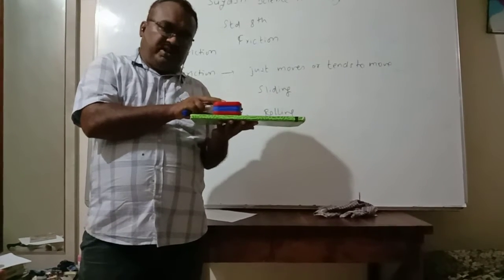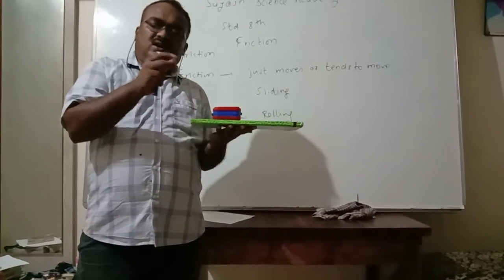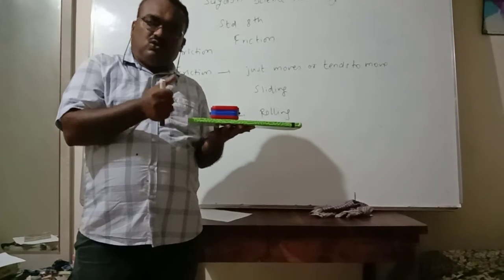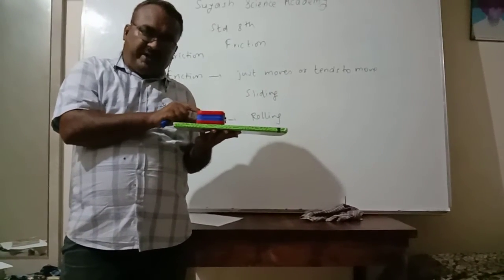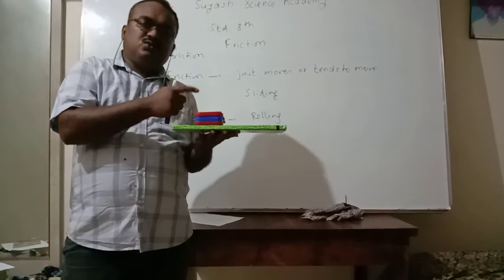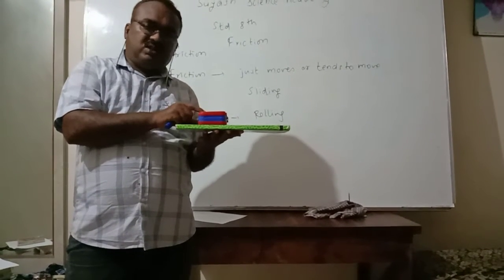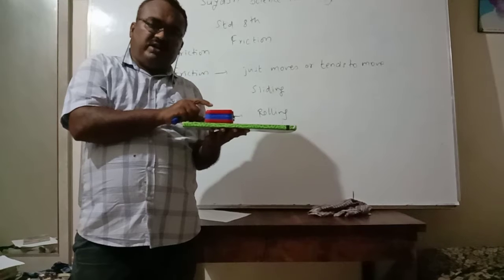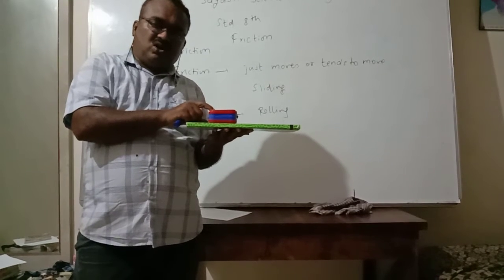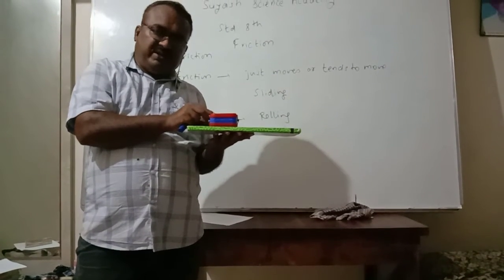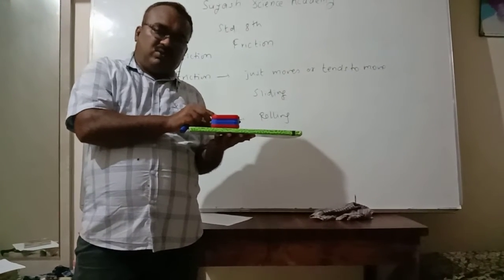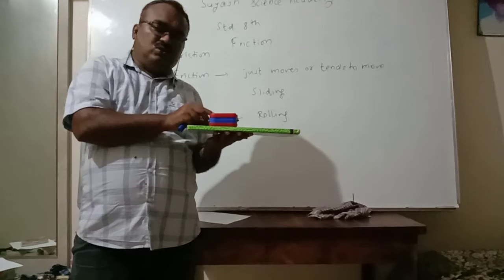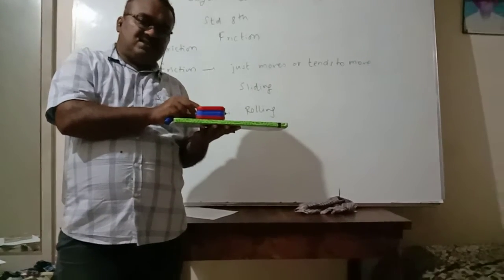Do you understand the definition? Friction between two bodies in contact when one body just moves or tends to move over another body. This is called static friction.